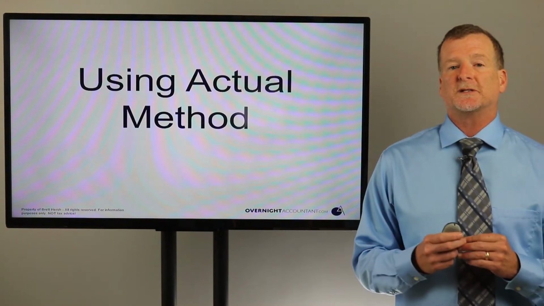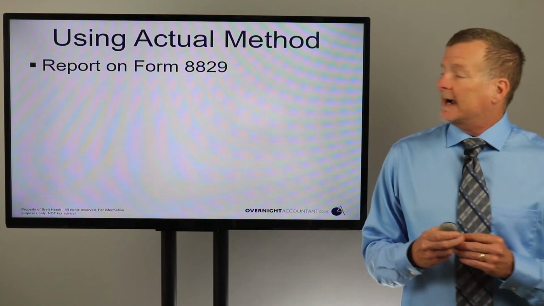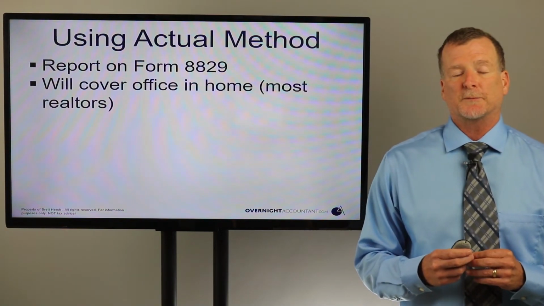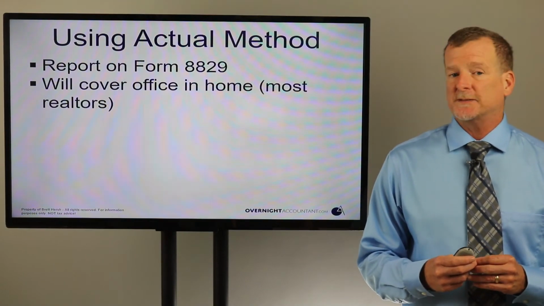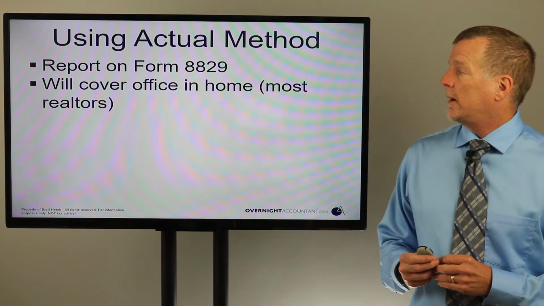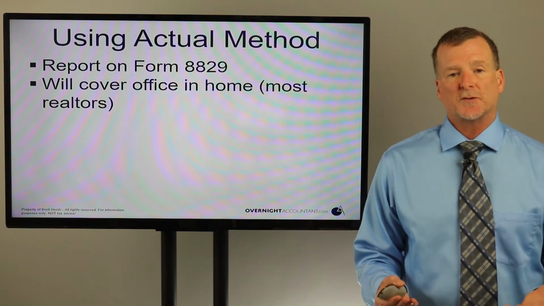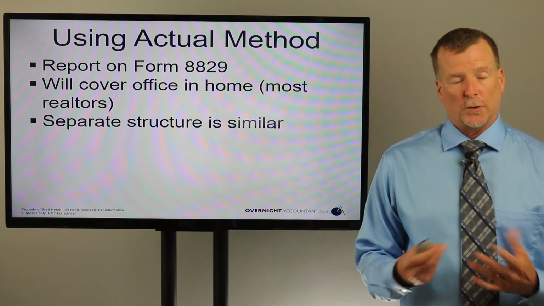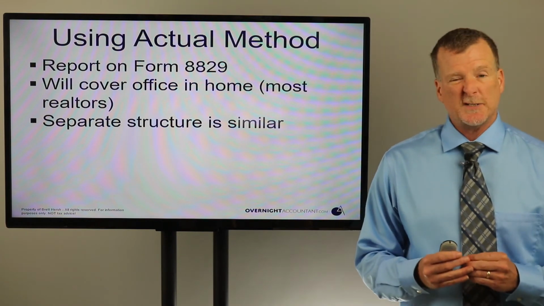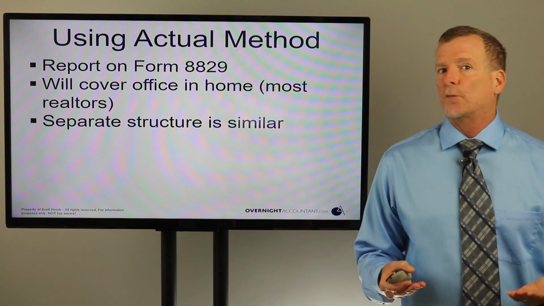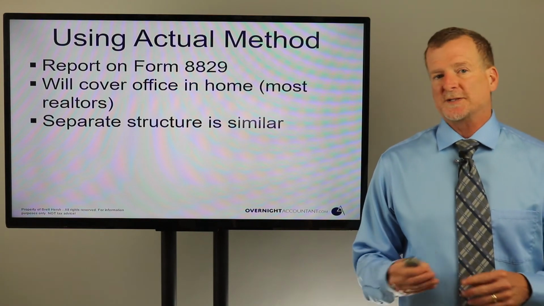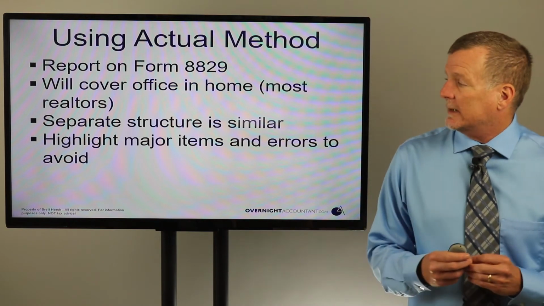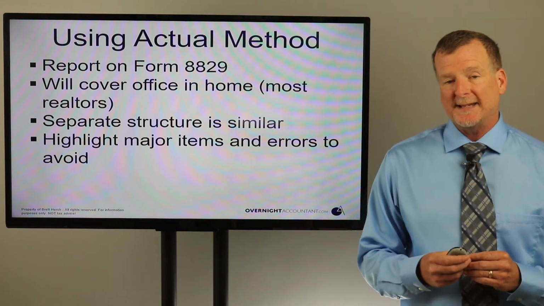All right, so let's continue here. We'll dig right into using the actual cost method. As I mentioned earlier, Form 8829, which we'll show you here in a moment, is what you report the home office actual expenses on. We're going to cover the office in the home, which is the most common for most realtors. If you have a separate structure on your property that your home is located on, the rules are very similar. However, you're going to have more of what we call direct expenses, which we'll discuss in a later lesson. We're going to highlight major items and errors to avoid as we go through Form 8829.